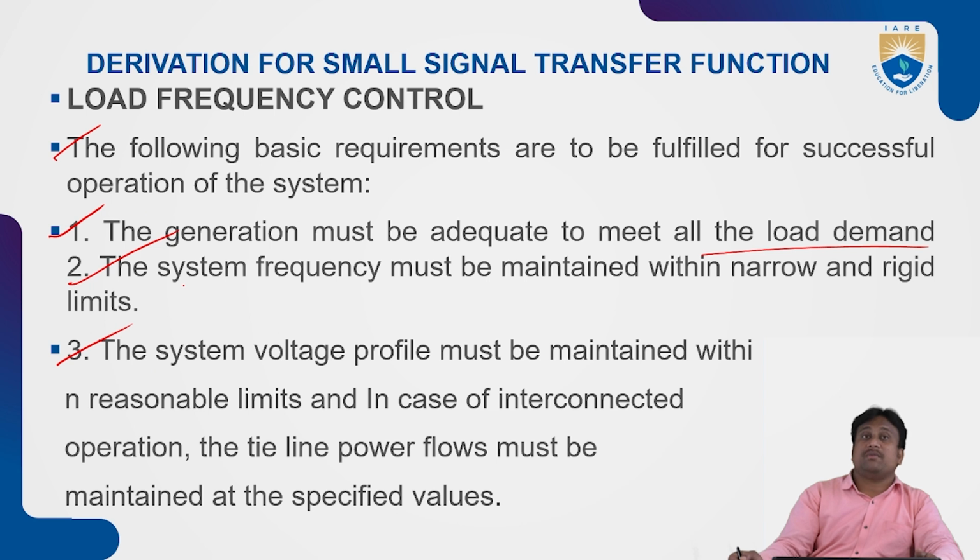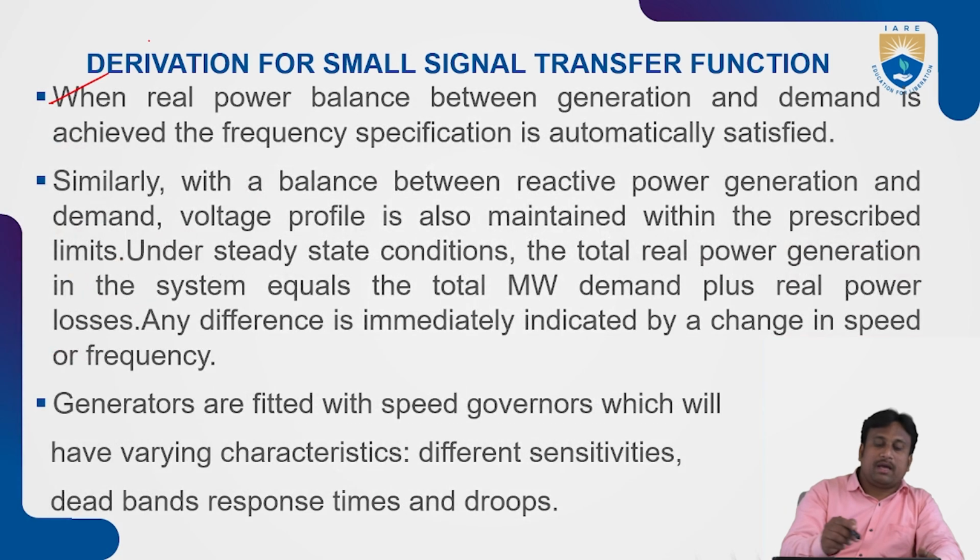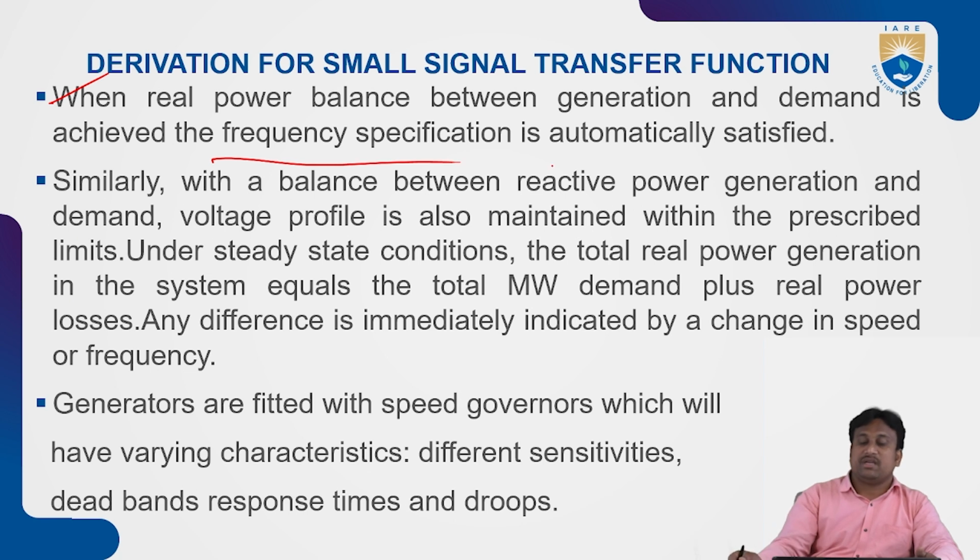System voltage profile must be maintained within reasonable limits, and in case of interconnected operation, tie line power flows must be maintained at the specified values. So when real power balance takes place between generation and demand, the frequency specification is achieved, which happens automatically with the satisfied values.